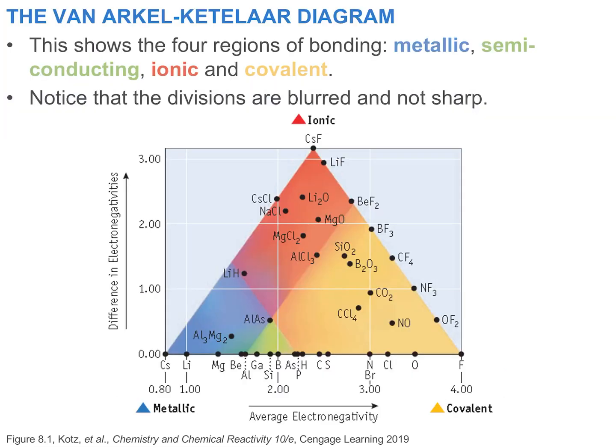So we can look at chemical bonding via this Van Arkel-Ketelaar diagram, and this shows the 4 regions of bonding. Metallic is shown in blue, semiconducting in green, ionic in sort of a reddish orange, and covalent in yellow. Again, we will not be focusing on metallic or semiconducting bonding in this course, but we will be talking about ionic and covalent bonding.